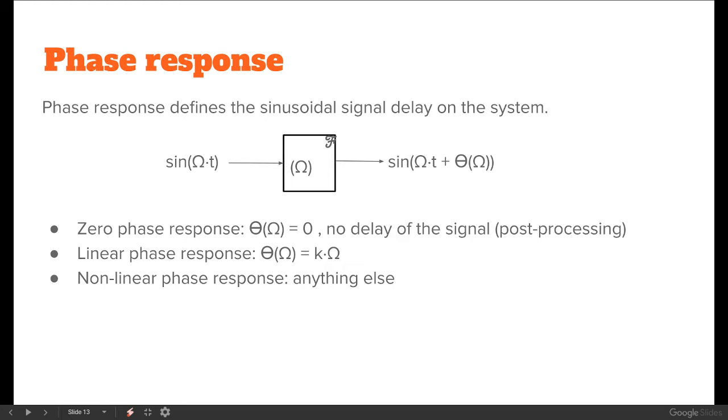Otherwise, if the phase response is not linear or zero, then it's non-linear, which means it can still be used, of course. For example, IIR systems always have non-linear phase shift, but they are used a lot because they are more efficient to calculate, and most applications don't require linear phase shift. For example, audio.